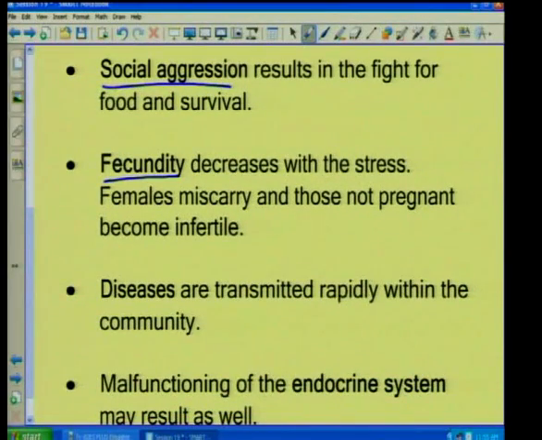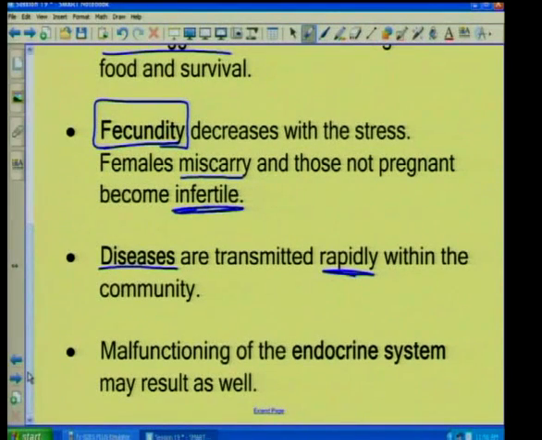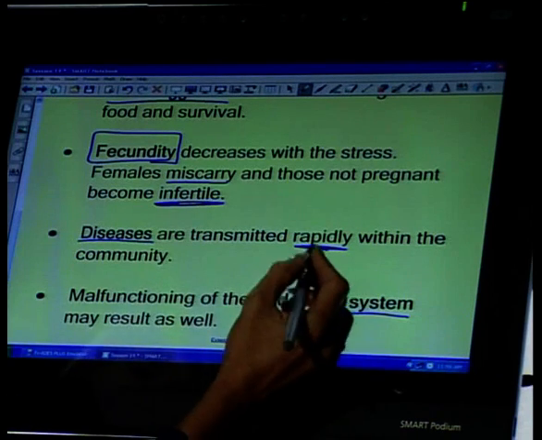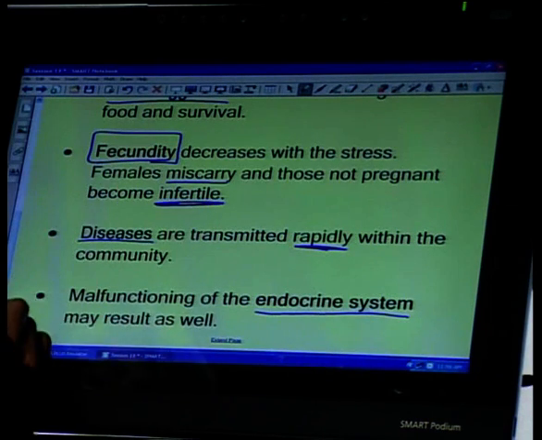Fecundity, which decreases with stress. Now remember, fecundity is the ability of the female to produce fertile eggs. So the females will start to miscarry, and those that aren't pregnant are going to become infertile. Fecundity, we've done before, the ability of the female to produce fertile and viable eggs. Now, diseases, as soon as there are lots of organisms and there is overcrowding, they're going to be transmitted rapidly. So they will end up infecting each other very quickly. And then we also have malfunctioning of the endocrine system. And that malfunctioning of the endocrine system is what could result in the decreased fecundity.